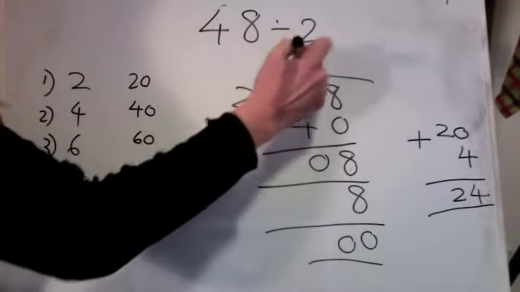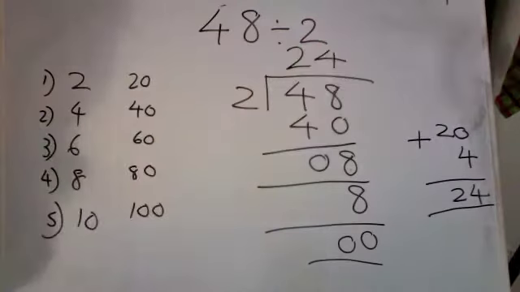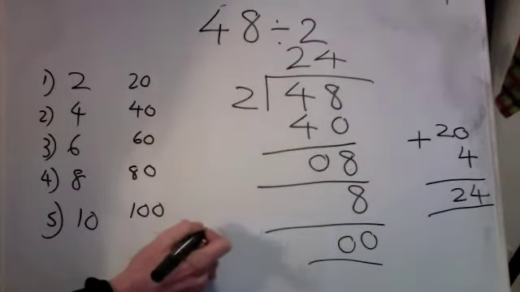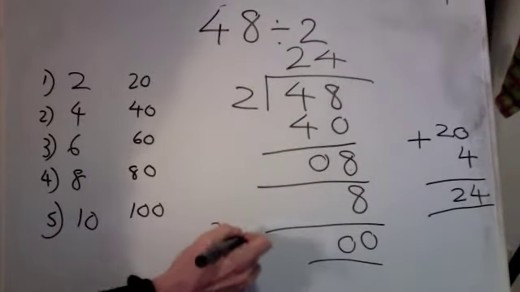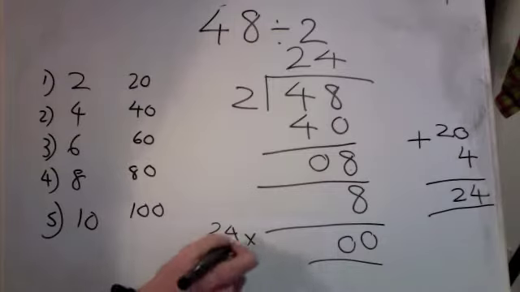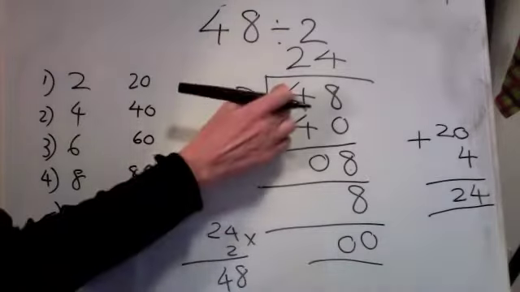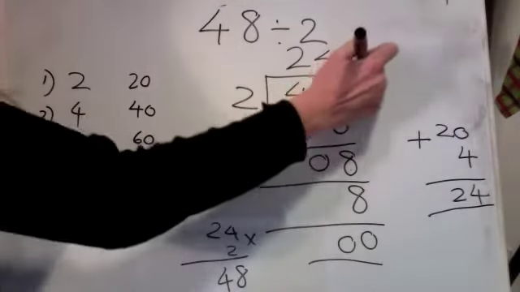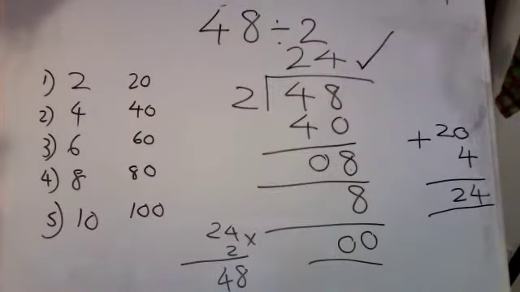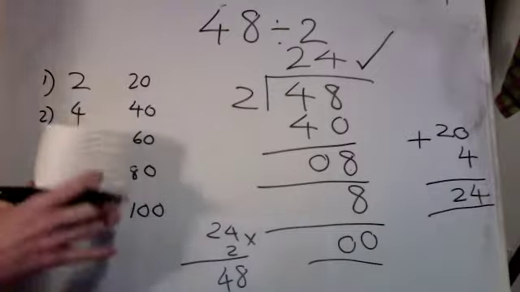The answer is 24. And I can check that by quickly doing 24 times 2. 2 4's are 8, 2 2's are 4. 48, 48. That's correct. Let's try another one.